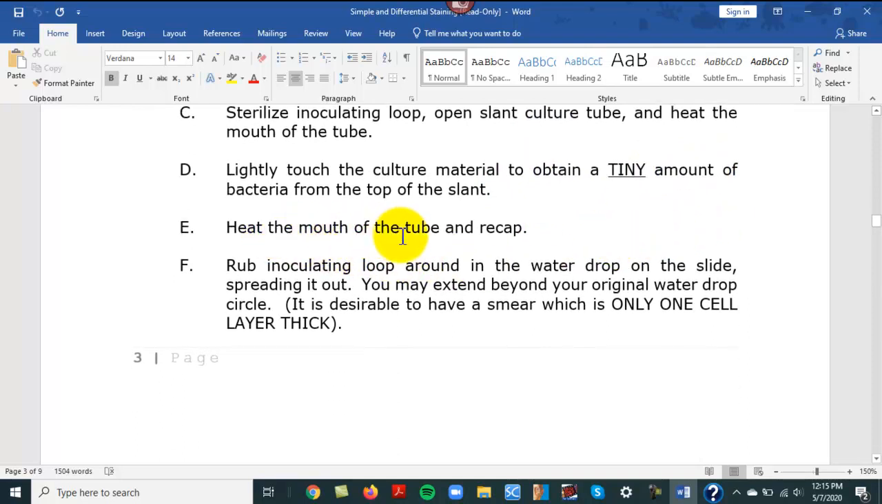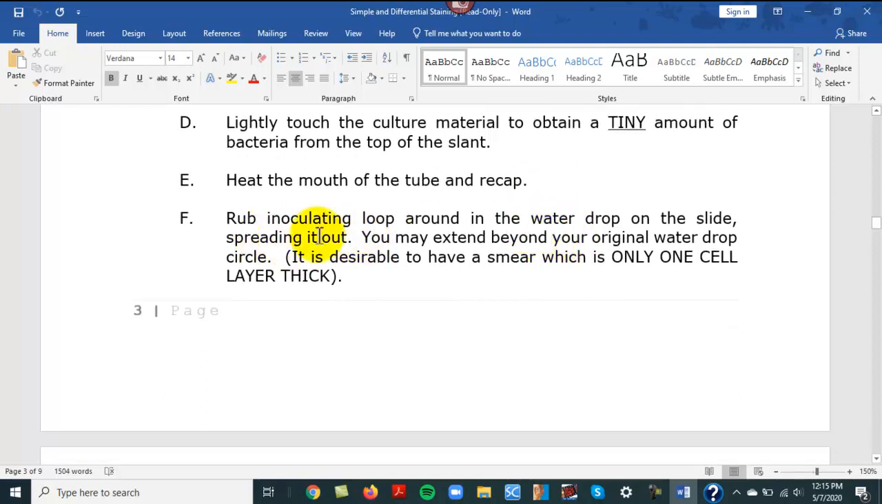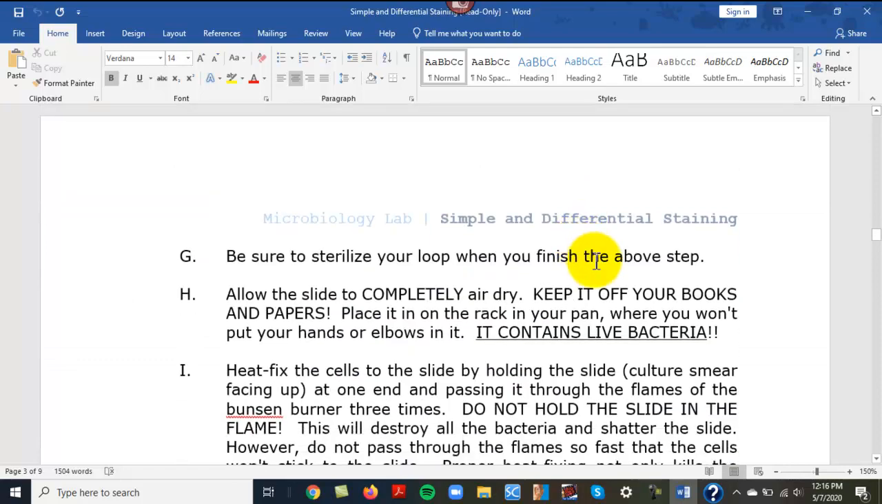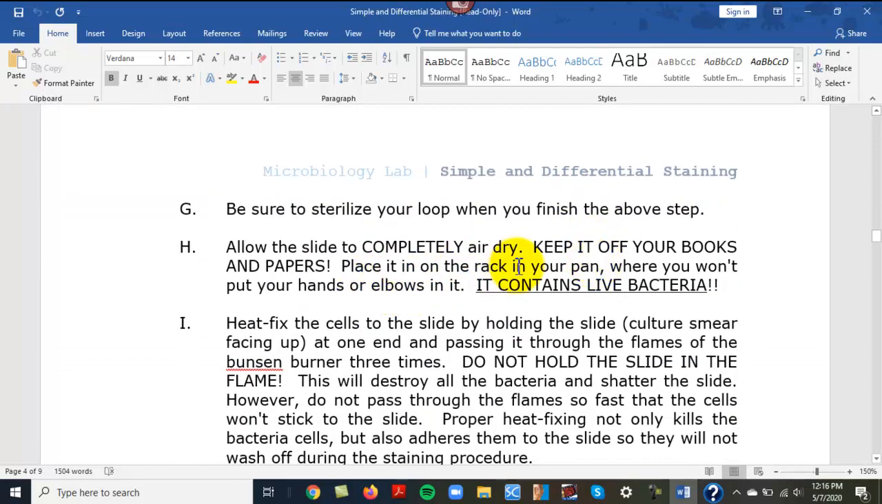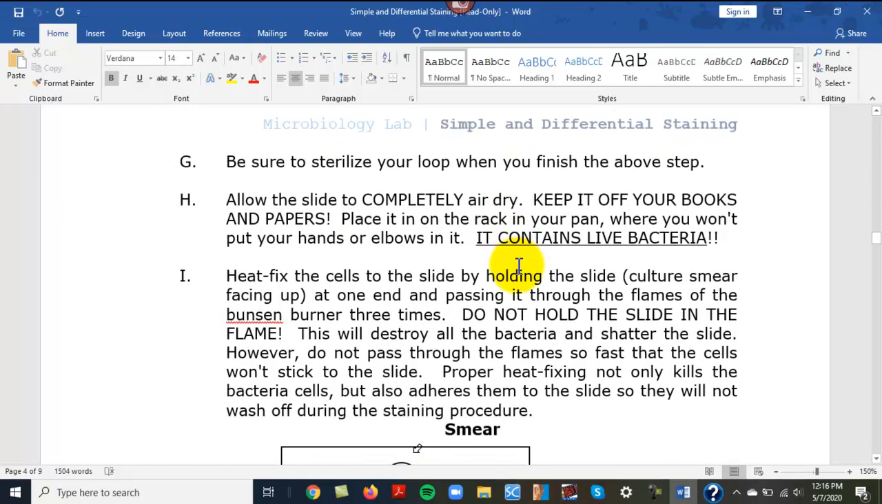And you do aseptic technique. You're going to heat the tubes. You're going to sterilize your loop. You want to make it as aseptic as possible. And like it says here, you're going to rub the inoculating loop in the water, and you would spread it out. Okay, the exciting part. You would let it air dry. And then you would have to heat fix the cells to the slide.